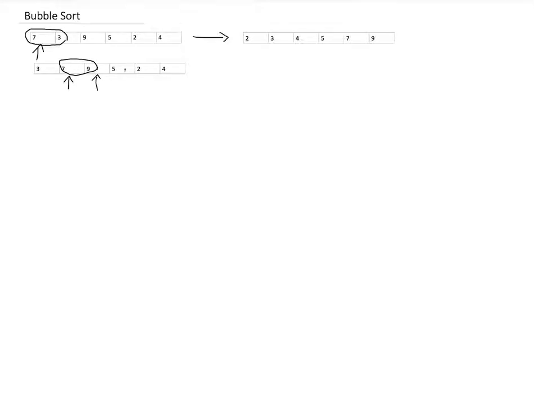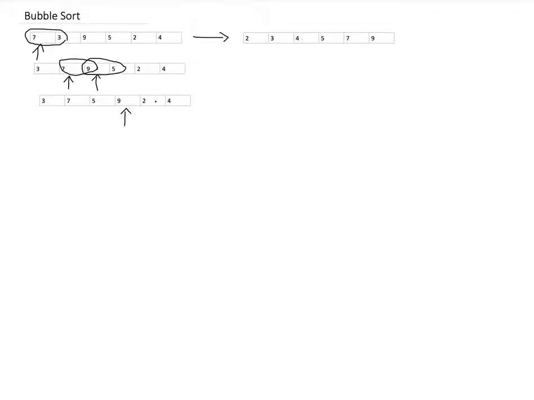And then we will compare 9 and 5. Now we have to swap because 9 is larger than 5, so we have to push 9 towards the end of the list. So the list would change now to 3, 7, 5, 9, 2, 4. So we have a brand new list now. So let's move the pointer to the next location.